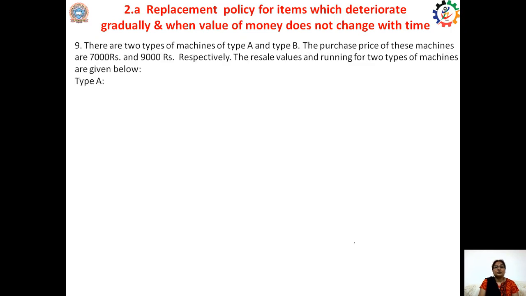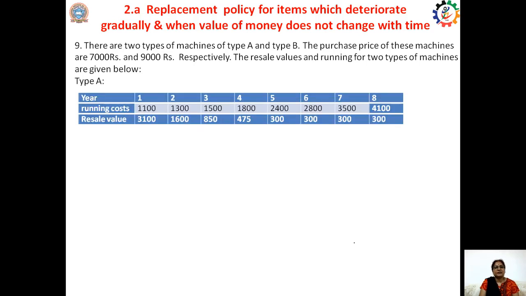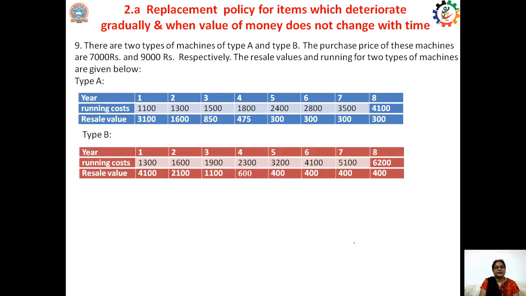So we'll see one more problem. There are two types of machines. Now there are two machines, not one machine, A and B. Purchase price for A is 7000, B is 9000. Resale value and running values are given separately for type A and type B. Can you make out? Resale values are differing.